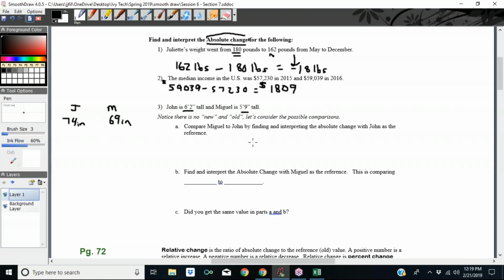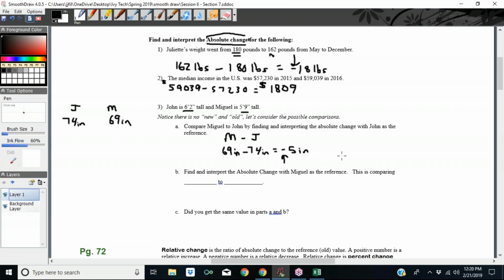And then let's answer these questions. So it says, compare Miguel to John by finding and interpreting the absolute change with John as the reference. So since John is the reference, we're going to do Miguel minus John. So we always subtract the reference. I see your guys' answers in the chat box. That's awesome. So it's 69 inches minus 74 inches, which is negative 5 inches. What does that mean? That means that Miguel is 5 inches shorter than John. That's how we would interpret that. We wouldn't say he's negative 5 inches shorter. We'd say he's 5 inches shorter. So shorter is a designation from that negative sign right there.